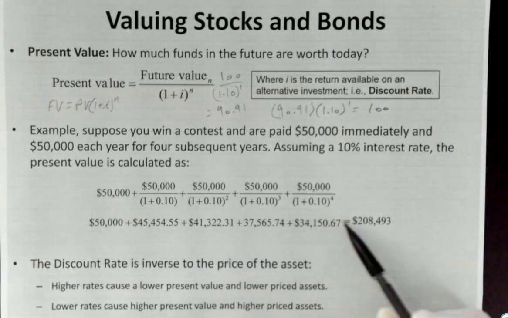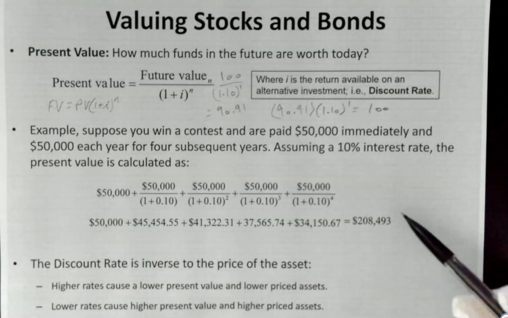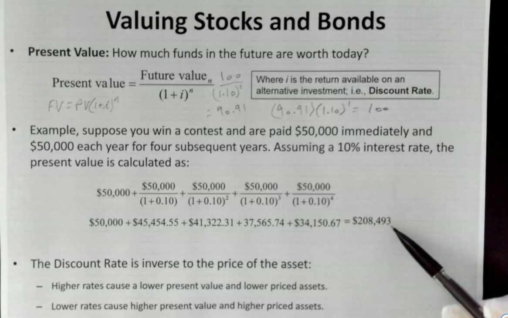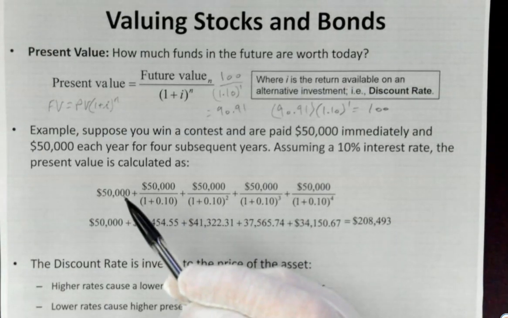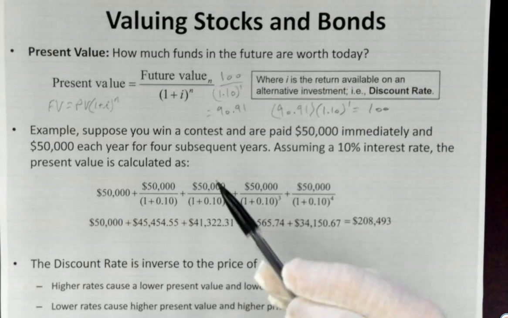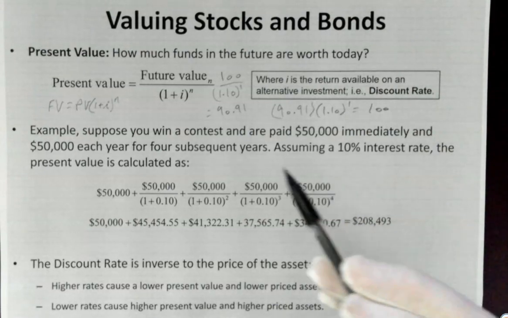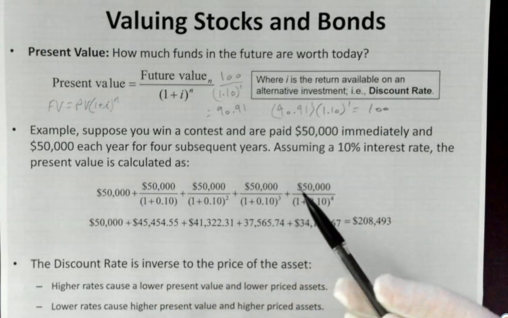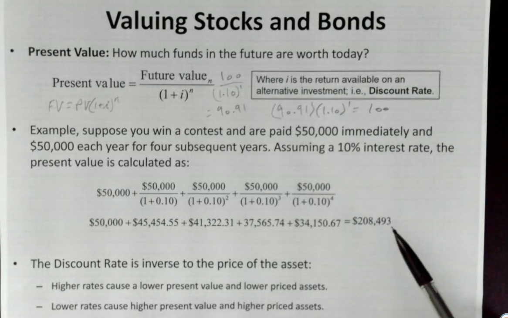And if you do that, you get $208,493. What does this mean? It means that if you had $208,493 and you could get a 10% return on that, you could create this same income stream of $50,000 right away, $50,000 a year from now, 2 years from now, 3 years from now, and 4 years from now. Therefore, this stream of payments, essentially 5 $50,000 payments, is worth $208,493.